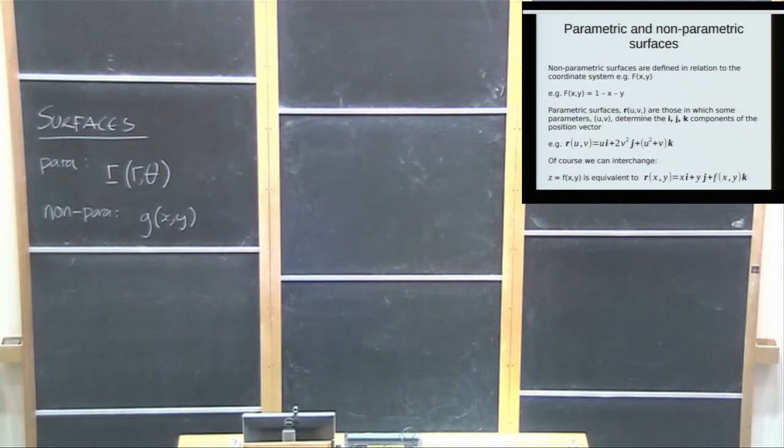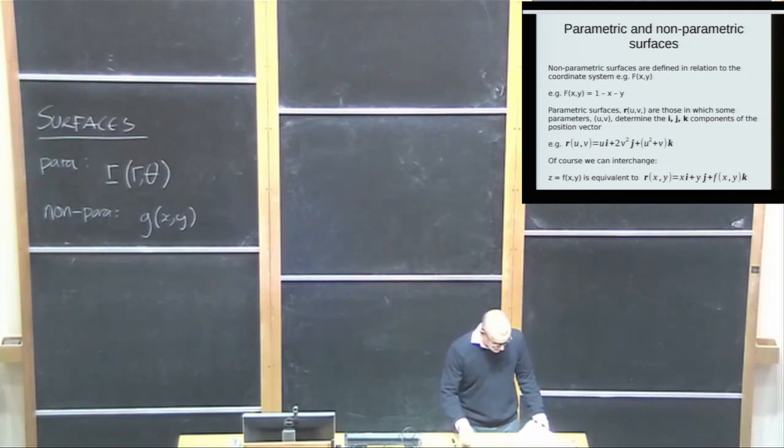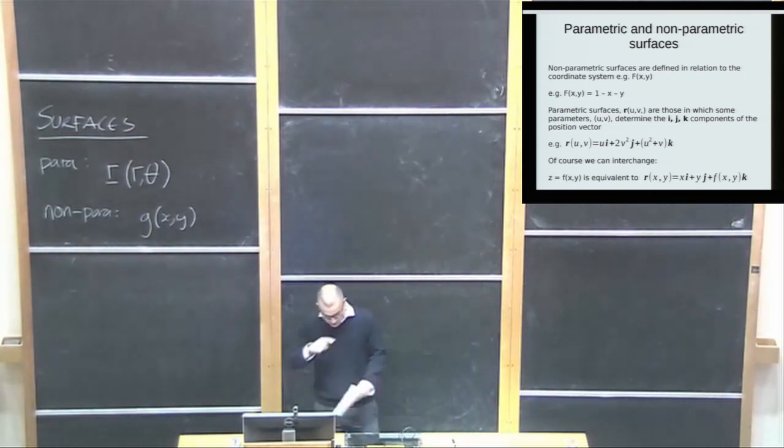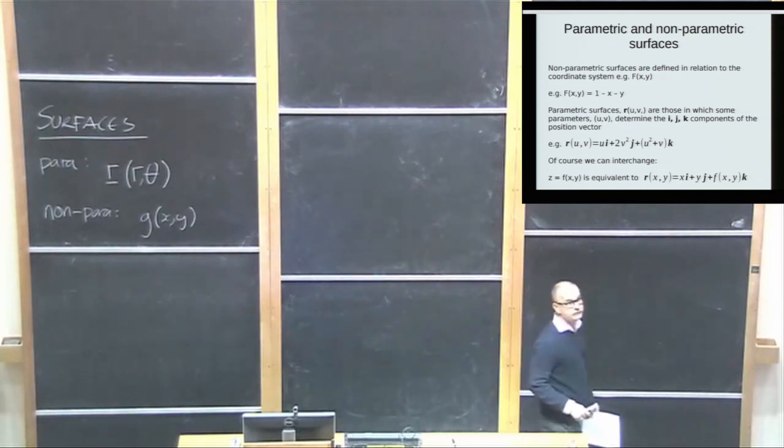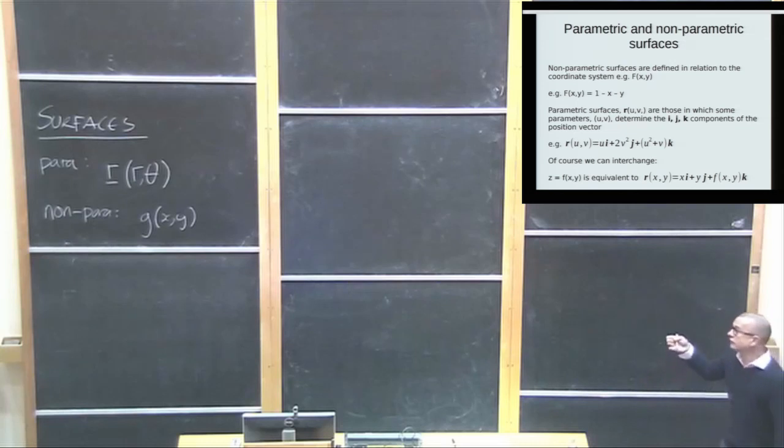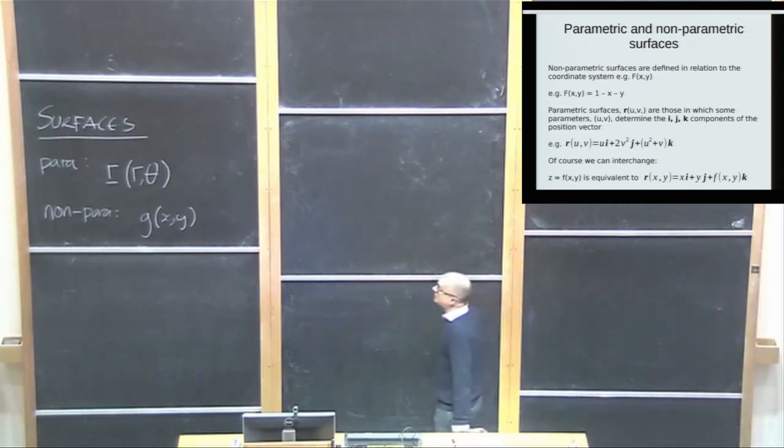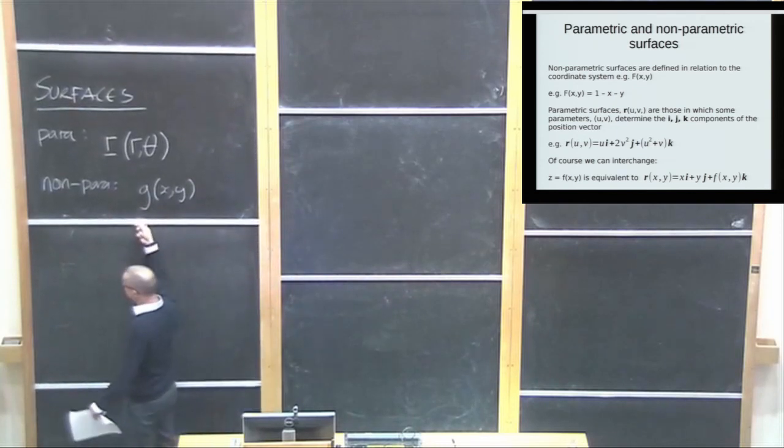A non-parametric surface is defined in relation to the coordinate system, and a parametric surface is defined in terms of some coordinates which exist in that plane, but for which you either have in your question some defined relationship to your coordinate system, or you have to work it out from the words given in the question. One of the key things is the ability to interchange between parametric and non-parametric, and that requires you to recall, in particular, the spherical polar coordinate system.